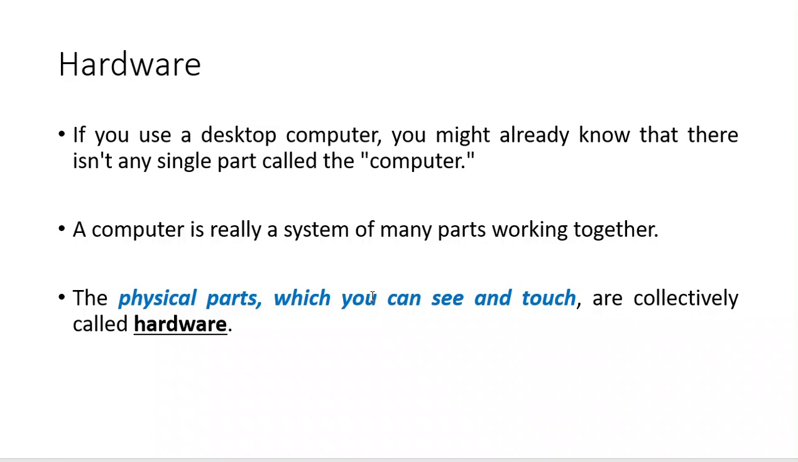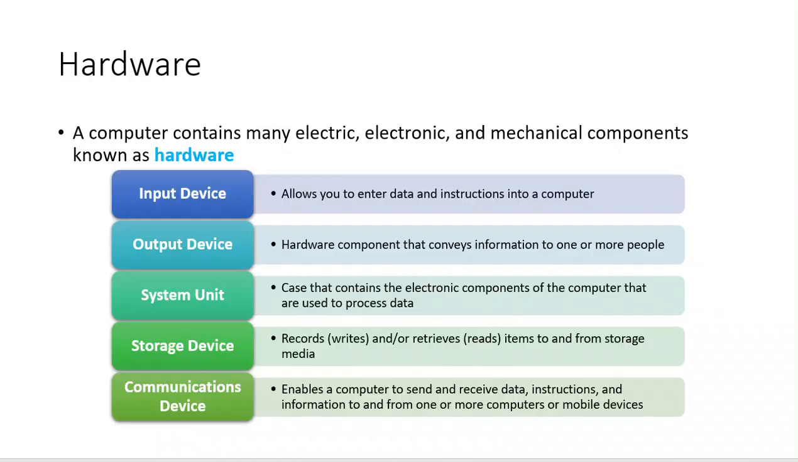So the physical parts which you can see and touch are collectively called hardware. Hardware ni secara mudahnya apa yang kita boleh sentuh, apa yang boleh kita lihat dan pegang lah. Okay. Hardware, a computer contains many electronic and mechanical components known as hardware. So for the hardware, we have input device, allows you to enter data and instruction to computer macam keyboard, microphone, apa sahaja input yang you boleh provide pada komputer perlu melalui input device.